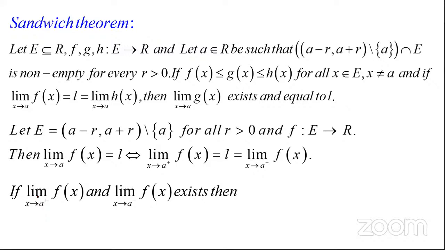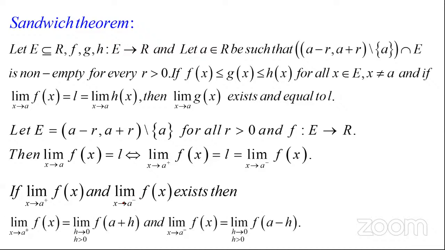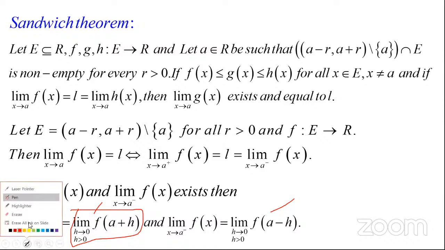Next, if the limit as x tends to a+ of f(x) and the limit as x tends to a− of f(x) exist, then we can write it like this. The limit as x tends to a+ of f(x) equals the limit as h tends to 0, h greater than 0, of f(a + h), this is the right hand value, and the limit as x tends to a− of f(x) equals the limit as h tends to 0, h greater than 0, of f(a − h), this is the left hand value. So left hand limit, right hand limit. That is the concept here.